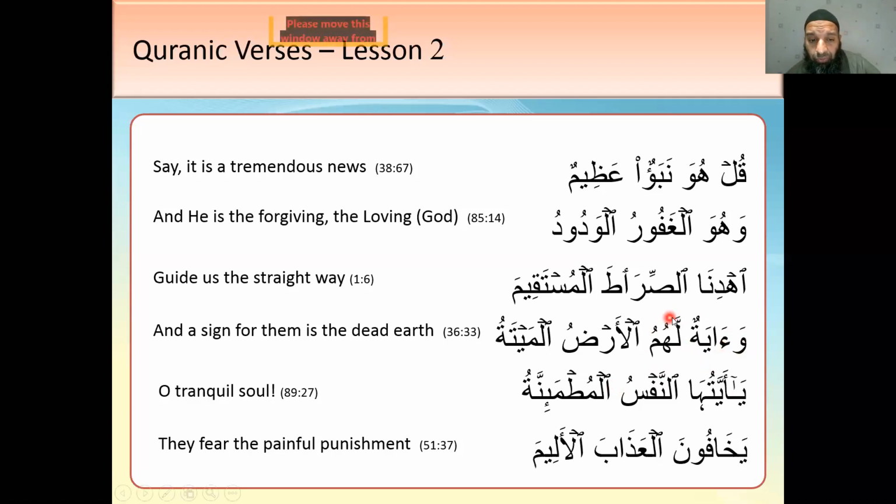So wa ayatun lahum, and a sign for them, al-ardu, the earth, al-maytatu, is dead. It's the same word we use in Urdu, maut. Maytatu comes from the same word. And look, al-ardu, is it the earth or an earth? The earth. So look at this description. It's also the. And what case is ardu? Marfu. So look at its description, it is marfu as well. It won't be al-ardu al-ardul maytata. It'll be al-ardul maytatu. They're both marfu, single dhamma.